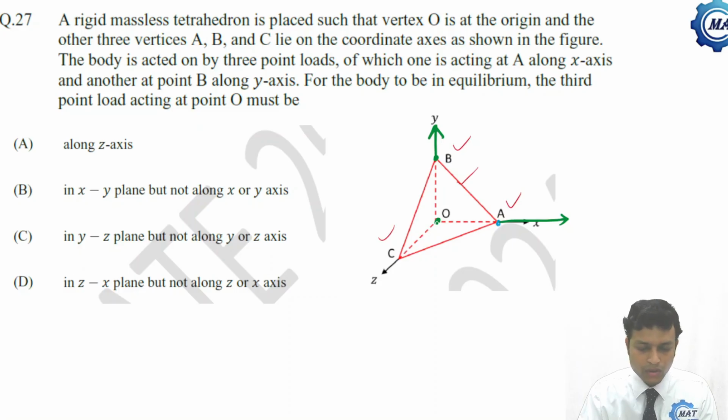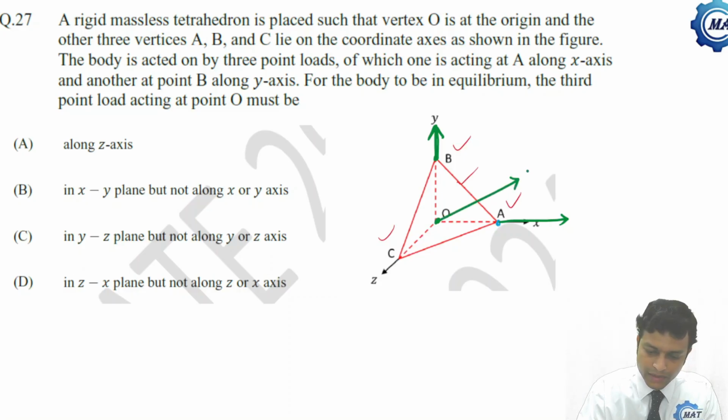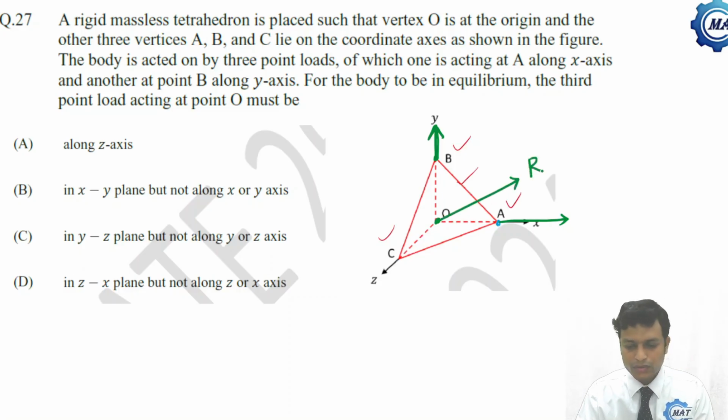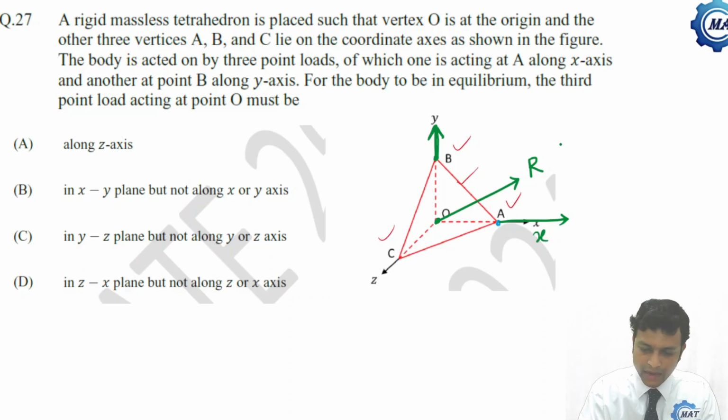For the body to be in equilibrium, the third point load acting at point O must be along which direction? So what is the resultant of these two? The resultant of these two will be like this. Say this is the resultant force R, which lies in which plane? This R lies in the xy plane.